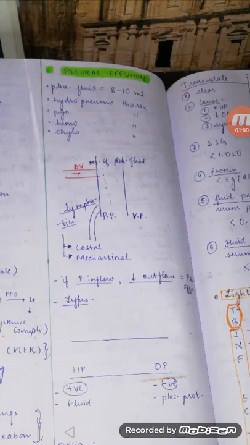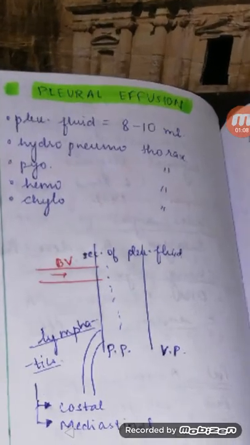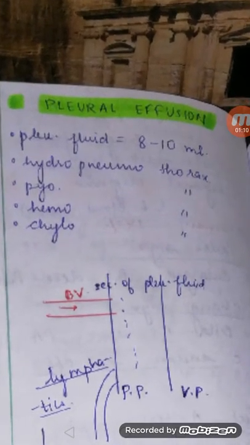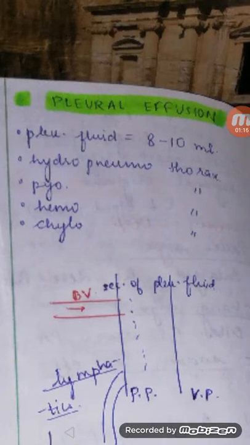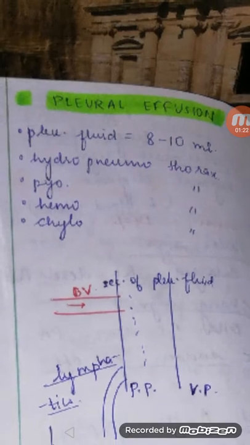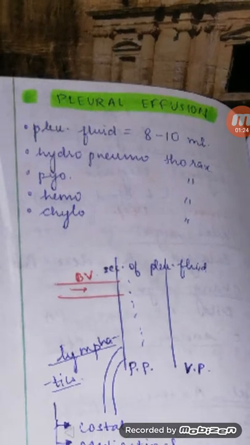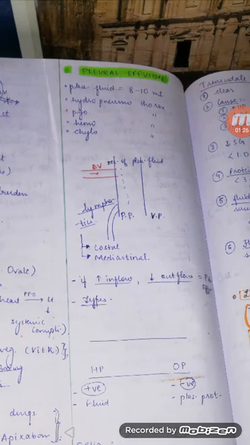The normal volume of pleural fluid is only 8 to 10 ml, but when excess starts to accumulate, the condition is called pleural effusion. This pleural effusion can have different types of composition. If it is fluid in nature, it can be called hydrothorax. If both fluid and air, it is hydropneumothorax. If pus material is there, pyothorax. Blood, hemothorax. Lymphatic, cholesterol containing fluid, chylothorax.